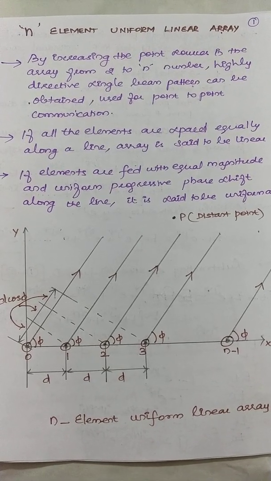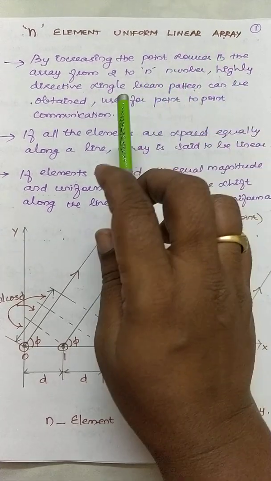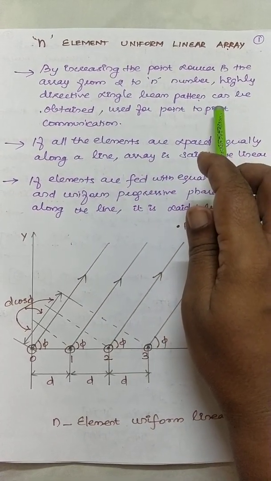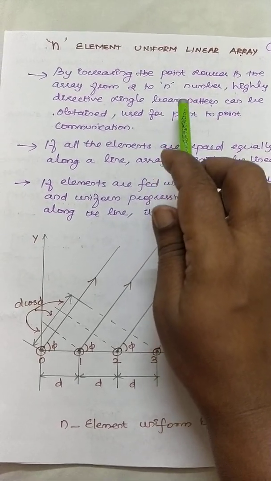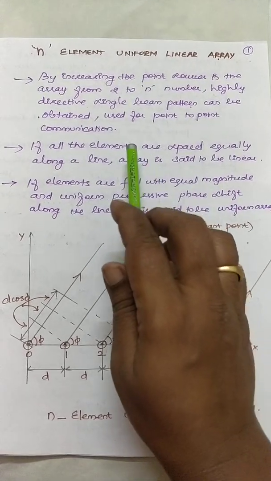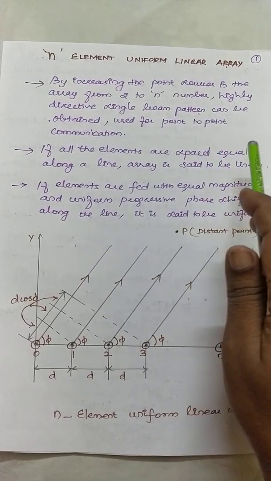Hello students, the continuation of the concept of your unit 3 is the n element uniform linear array. To get a highly directive single beam pattern, which is used for point to point communication, we are just increasing the number of point sources from 2 to n. If all the elements are spaced equally along a particular line, then the array is said to be linear.